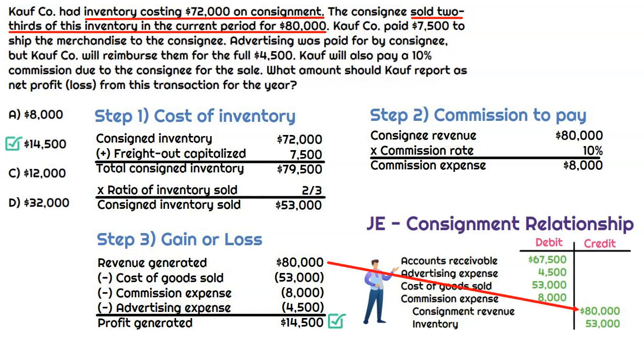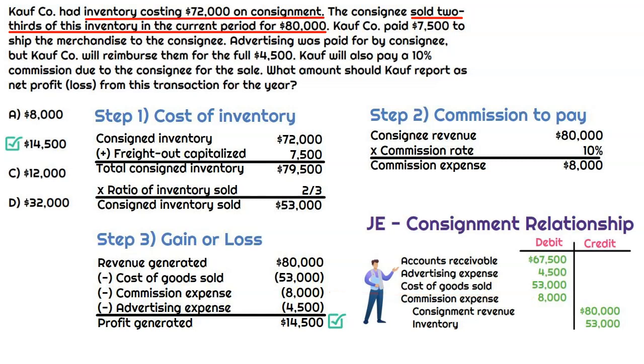It's a credit because it's for revenue, right? And then we're going to credit inventory for that $53,000. Now there's still going to be consigned inventory in the balance sheet, but this inventory credit, right? That's removing it for the inventory that was sold. So that's the credit side. Now on the debit side, we'll skip that accounts receivable still, and we need to debit advertising expense for the $4,500, right? Because that's being incurred by Koff. Cost of goods sold on that inventory was $53,000, and then they also need to debit commission expense for $8,000.